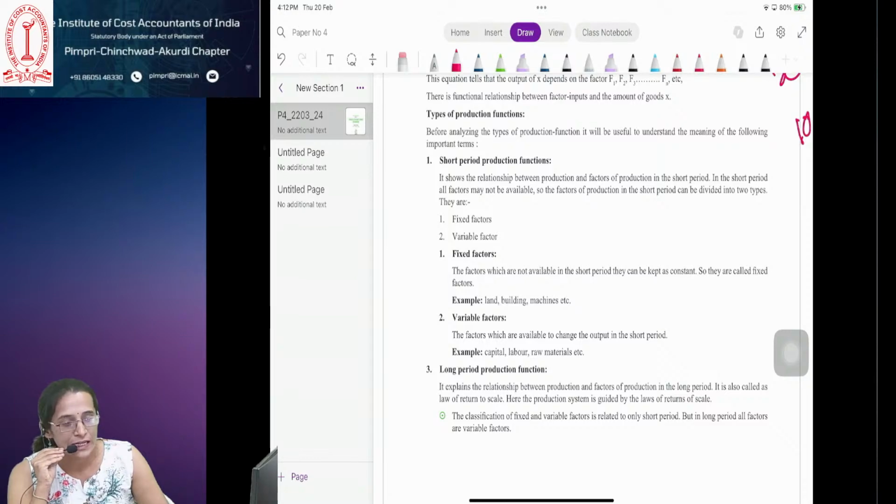Now we will see what are the different types. Production function can be in the short run or in the long run, right? So what happens in the short run? For a short period, we have different types of costs, right? Fixed cost, variable cost. So in the short run, fixed cost and variable cost will be there, or only variable cost will be there.